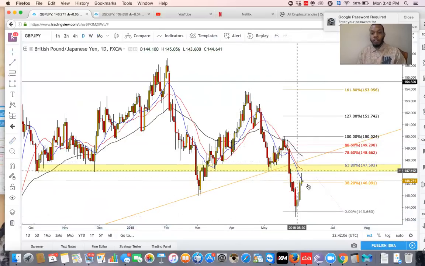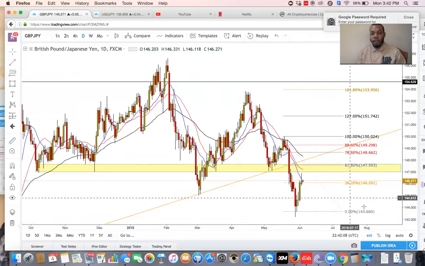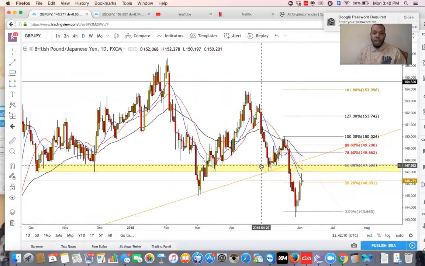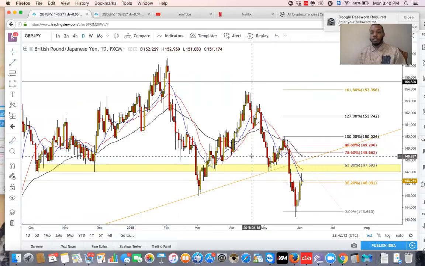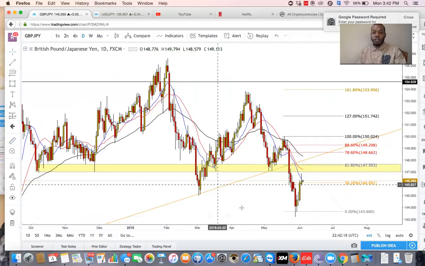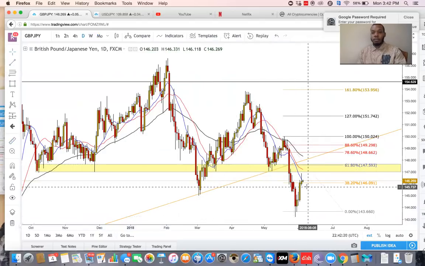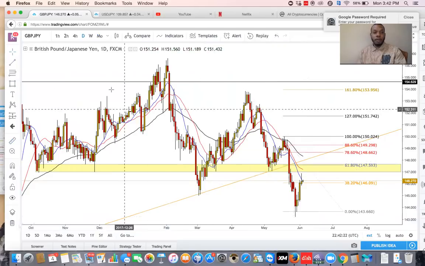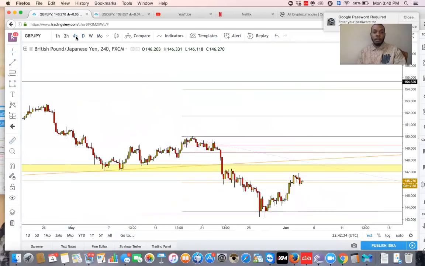Also, we have moving averages still crossed to the downside. Everything with this pair is still screaming bearish price action. So I'm just waiting for price to pull up a little bit higher, find nice resistance, and then I'll look to sell it potentially sometime this week. So that's my thoughts on GJ.